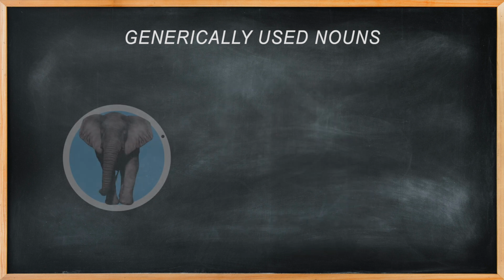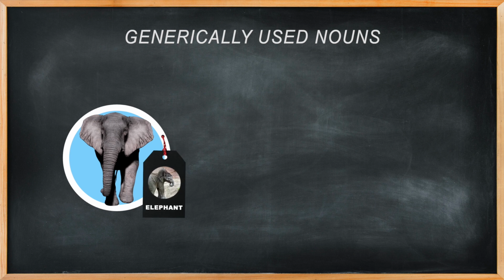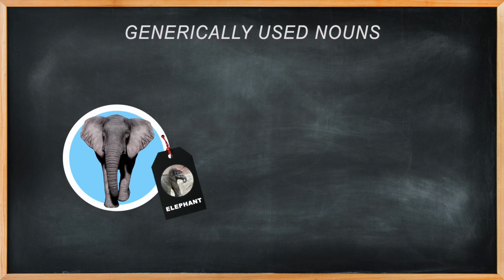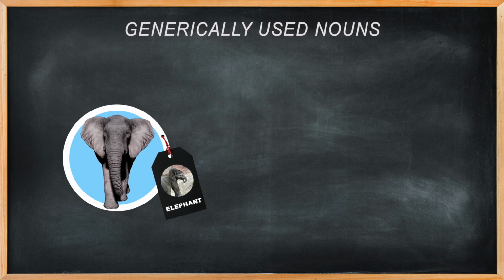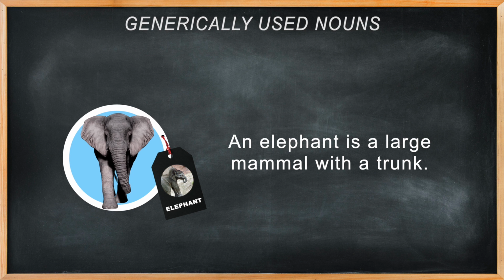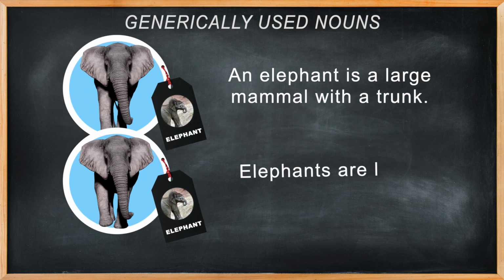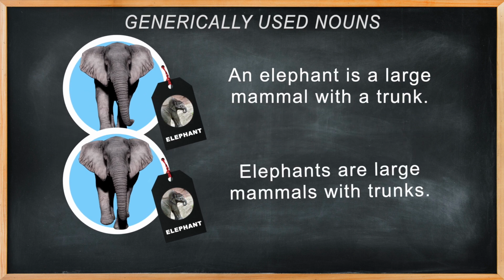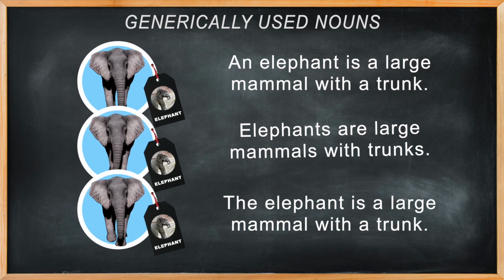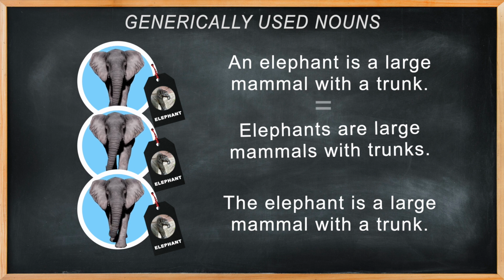For example, if we use the noun elephant generically as a label for a category of large mammals with trunks, we can say, "An elephant is a large mammal with a trunk," or "Elephants are large mammals with trunks," or "The elephant is a large mammal with a trunk." Each of these sentences is interchangeable and means the same thing.